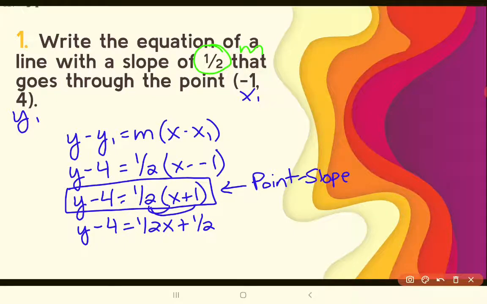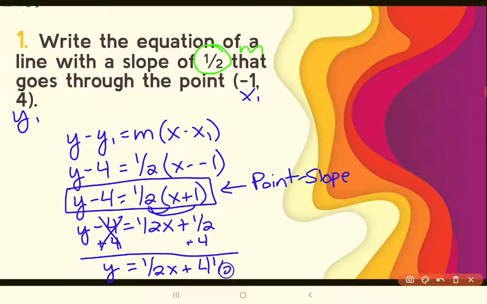Y is almost by itself except for one thing. It's being subtracted by 4 right now. So to cancel out that subtracted 4, you would add 4 to both sides. And I want you to notice something. I did not add that 4 everywhere. I didn't add it to the 1/2 x because the 4 doesn't have an x. So that 1/2 x is going to stay the same. What happened at the end here? Well, you had a 1/2 plus a 4. Well, that's 4.5. And then you're done.